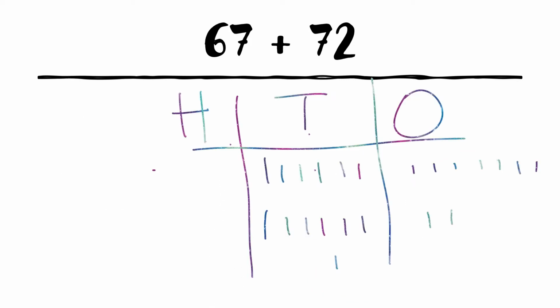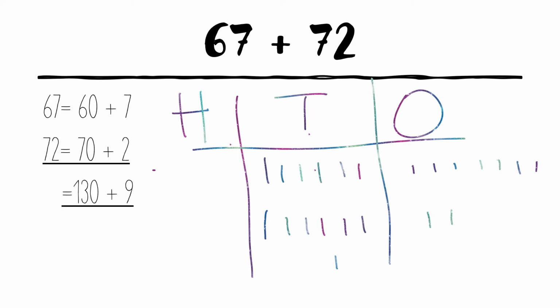Our next problem we have is 67 plus 72. Here I've started off with an HTO chart where I have 6 tens, 7 ones, and then I have 7 tens and 2 ones. My expanded form shows me exactly what my HTO chart says. Again, adding vertically, 7 plus 2 is 9, and then 60 plus 70 is 130. When we add those two together, I get 139.